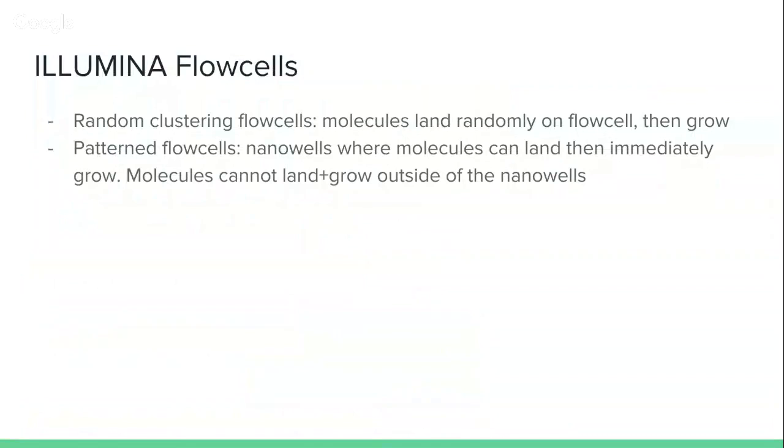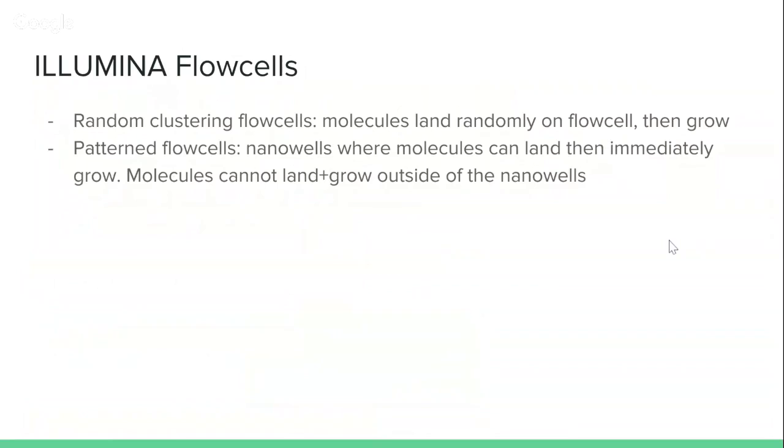Illumina traditionally has had one type of flow cell called random clustering. It was a kind of a glass flow cell with some molecules attached to it that would allow for the molecules of your sample to hybridize attached to it. And these molecules, they would land randomly on the flow cell in the process that was called seeding.